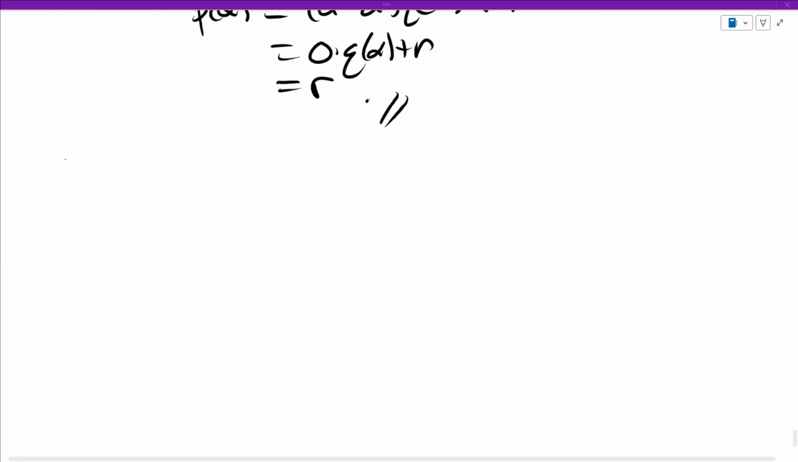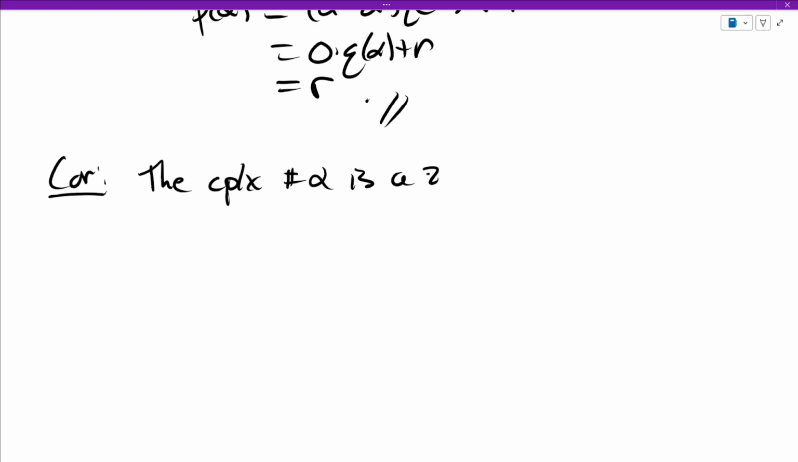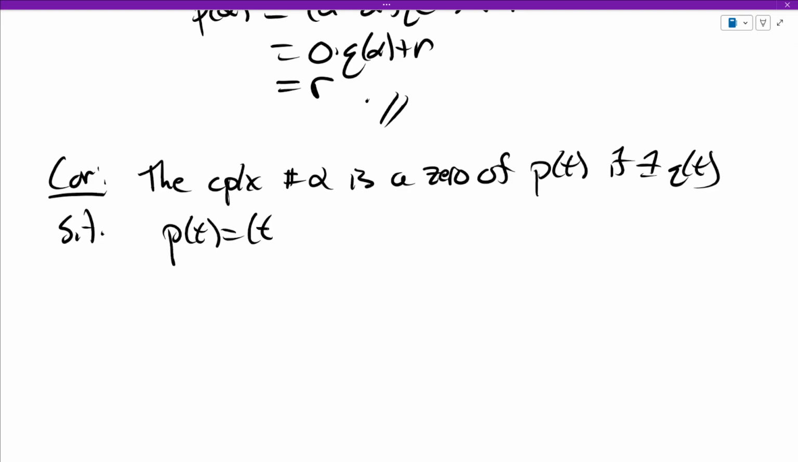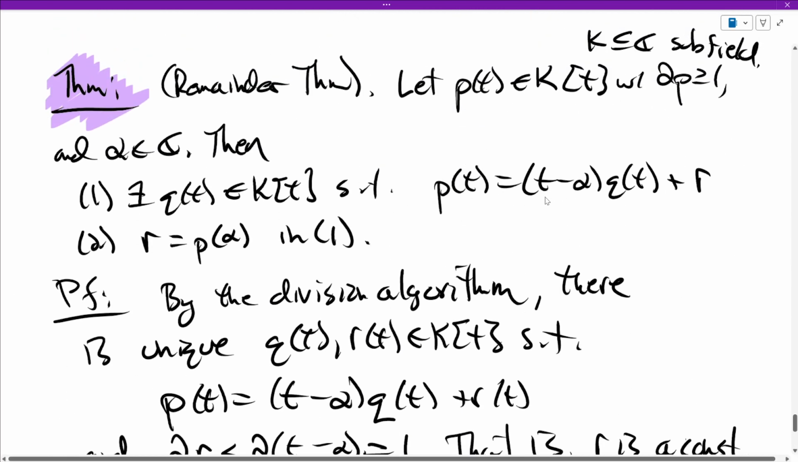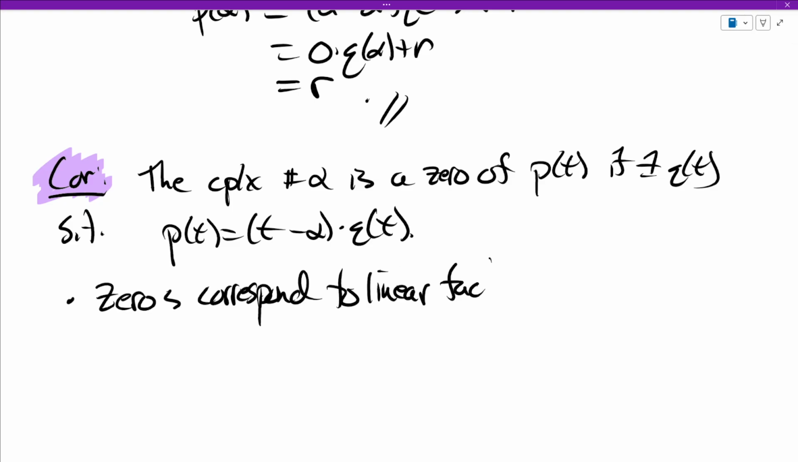And then we have an immediate corollary of this. The complex number alpha is a zero of P if and only if there exists Q of t such that P of t is t minus alpha times Q of t. And this is obvious. There's nothing to prove here. If P of alpha is 0, then the R is 0 from before. And so you just get t minus alpha as a factor. So what this is telling us is a fact that you probably know already: zeros correspond to linear factors. Obviously, if you can pull out a linear factor, it must be a zero. And conversely, if you have a zero, it corresponds to linear factors.